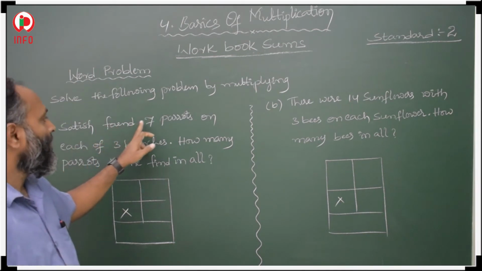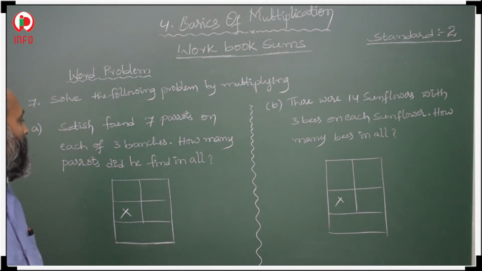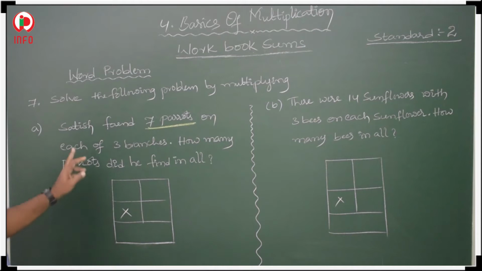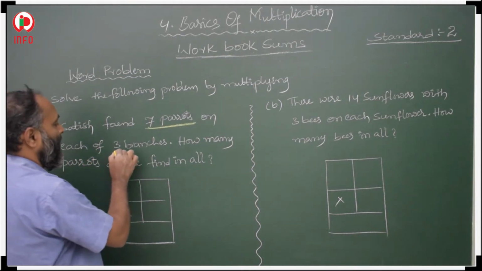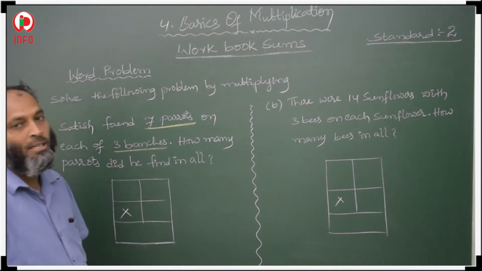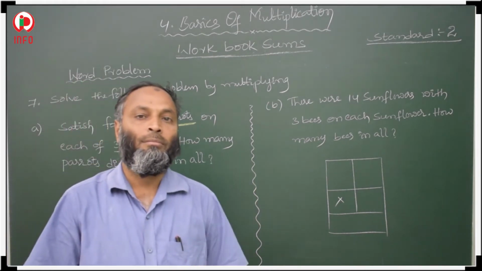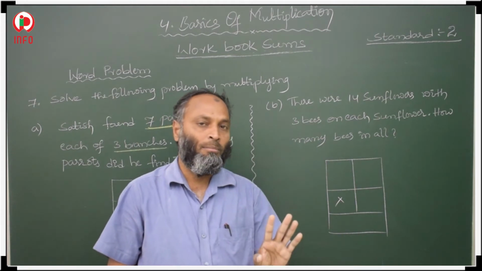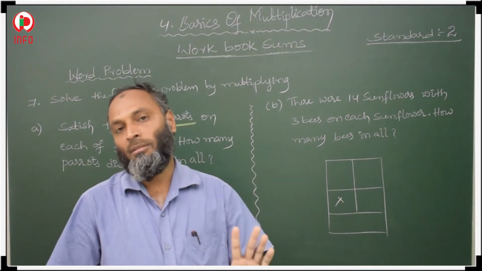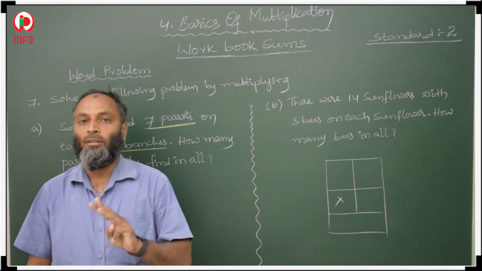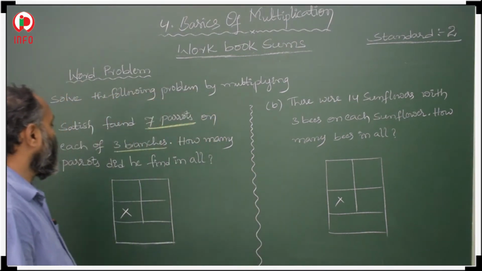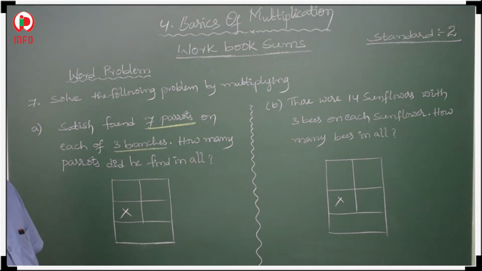Satish found 7 parrots on each of 3 branches. First, how many parrots were there? 7 parrots on each of 3 branches. On every branch 7 parrots were there. On the first branch 7 parrots, on the second branch 7 parrots, and on the third branch 7 parrots. Then in total, how many parrots did he find?